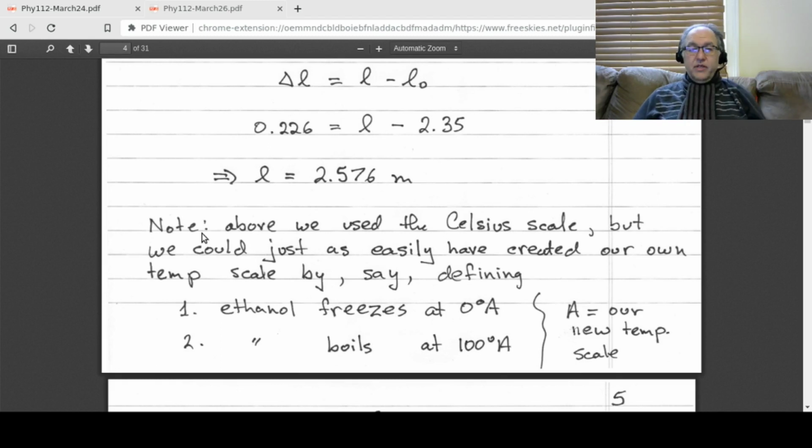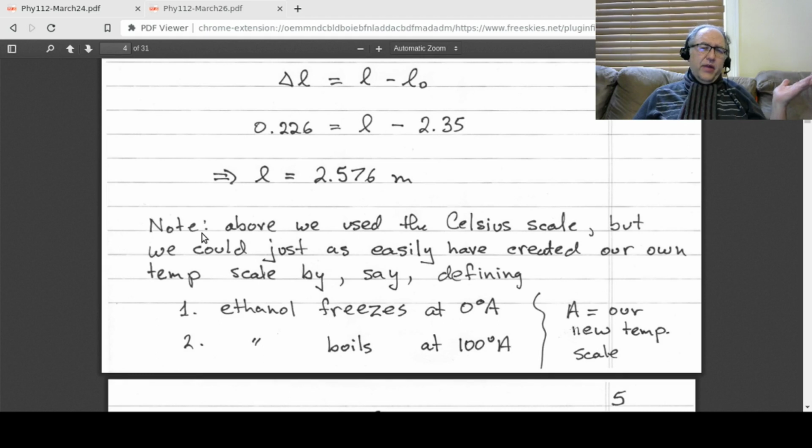In the Celsius scale, water freezes at 0 degrees Celsius. Room temperature is 20 degrees Celsius. Water boils at 100 degrees Celsius. A hot day is 30 degrees Celsius. A super hot day, like bordering on desert, would be maybe 40 degrees Celsius. Something like that. Okay, but if we had never seen any temperature scale before, I could have just as well said, you know what, I'm going to make this new temperature scale. I'm going to call it A. A for alcohol, maybe.